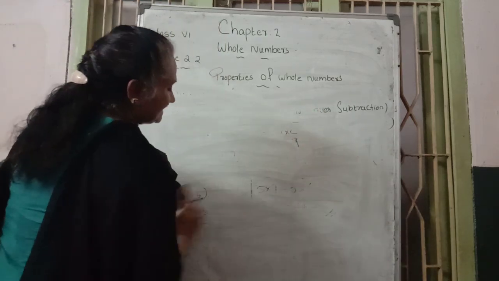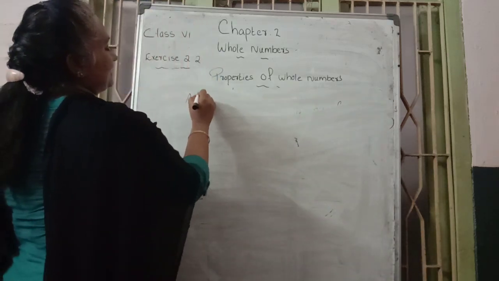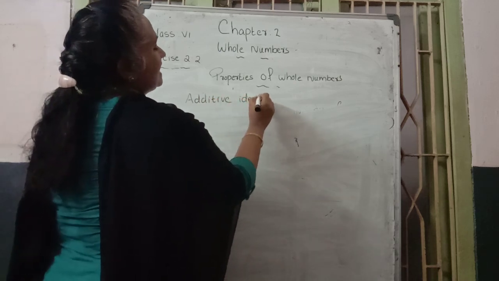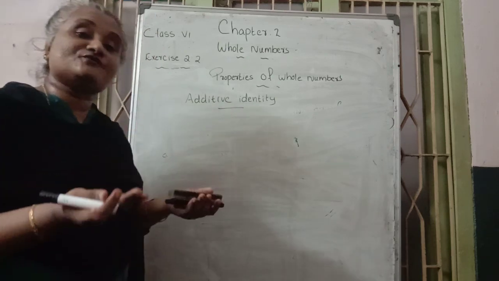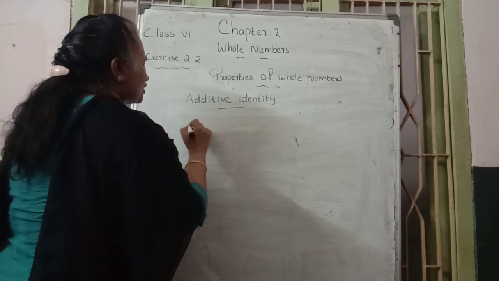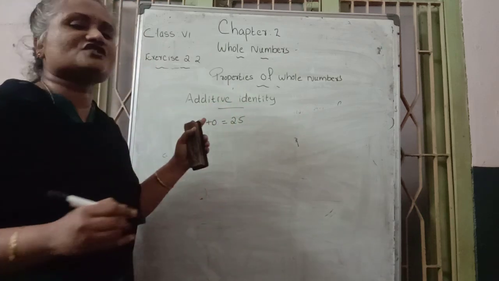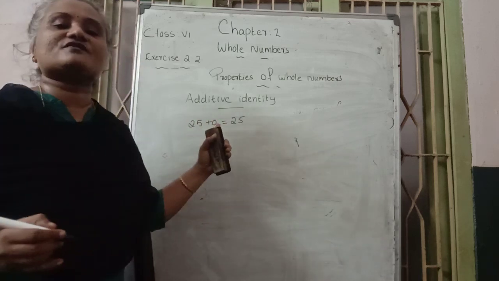What about additive identity? Additive identity means any whole number is added with 0. What is the answer? Same number. Example, any number 25 is added with 0. What is the answer? 25. That's why which number comes as additive identity? 0 comes as additive identity.